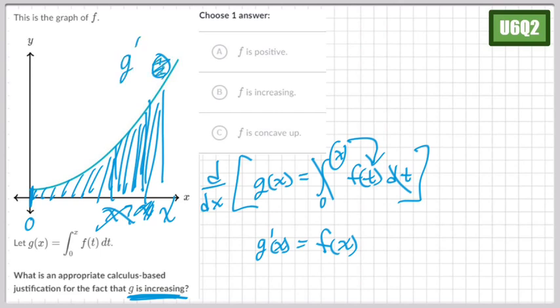So now the question remains, why is g increasing? And what would you say? You would say, well, g prime is greater than 0. G prime is positive. That's why g is increasing. And that is so important that you understand that. G prime is positive. F is g prime. G prime is positive. That's why g is increasing. Okay. Questions?